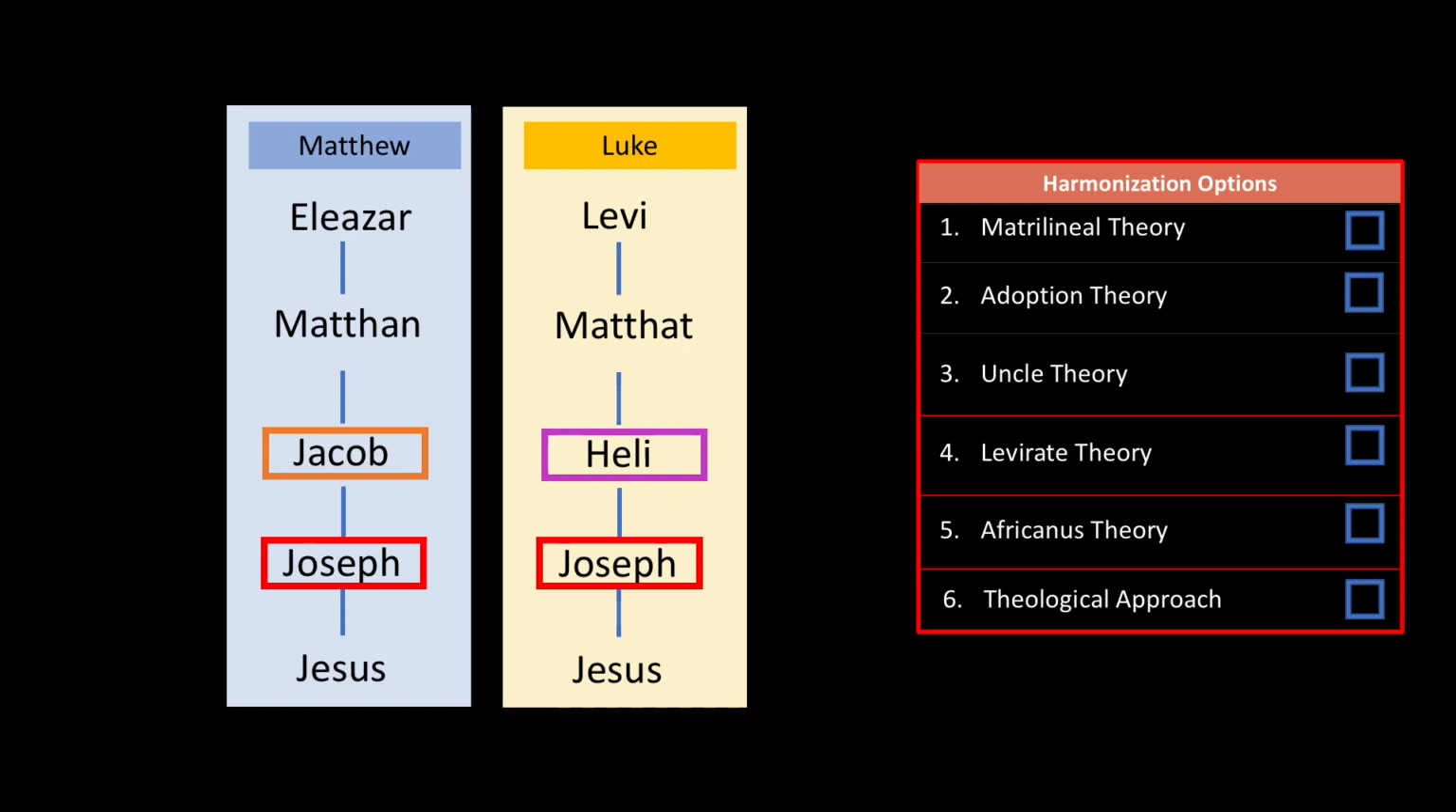So the simplest way to resolve this apparent contradiction is to simply deny that Luke's genealogy is giving us Jesus' ancestry through Joseph. And this brings us to the matrilineal theory, which argues that Luke is providing us Jesus' ancestry not through Joseph, but rather through his mother Mary.